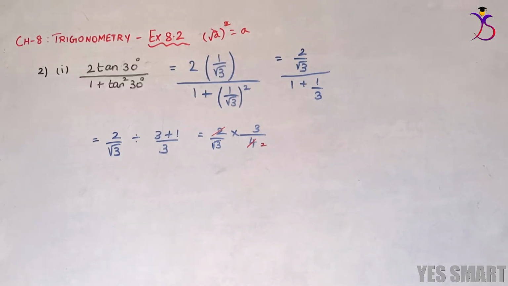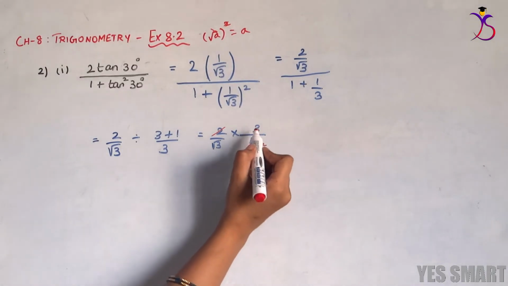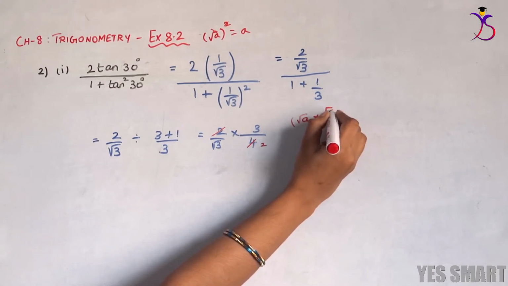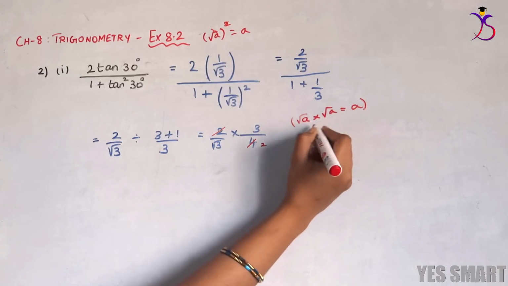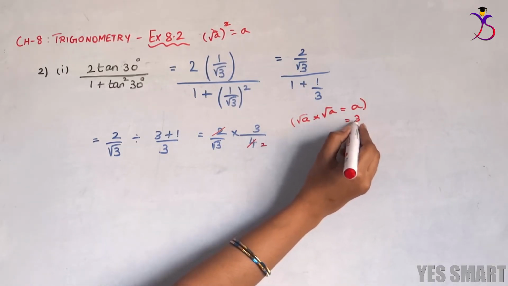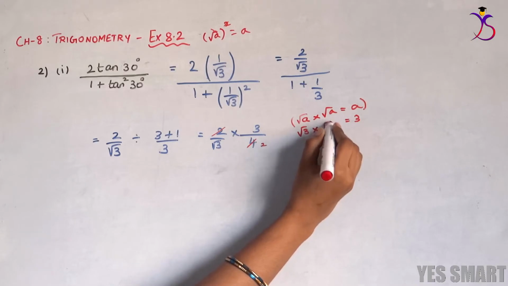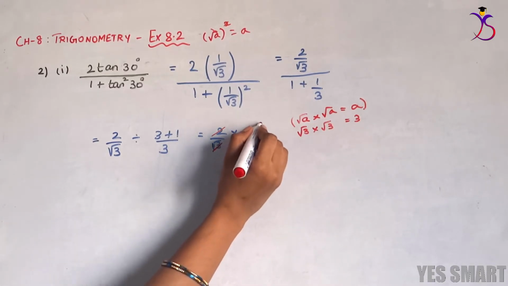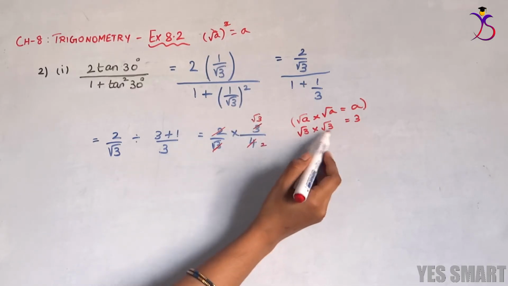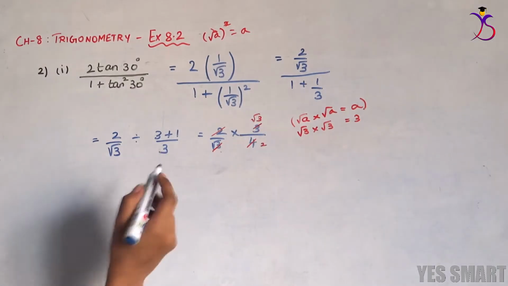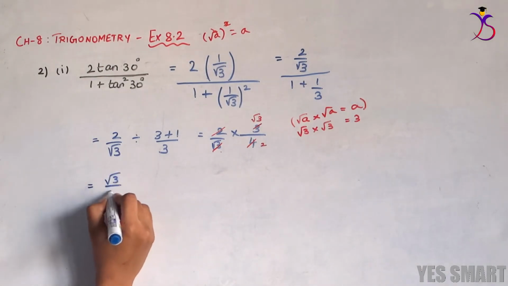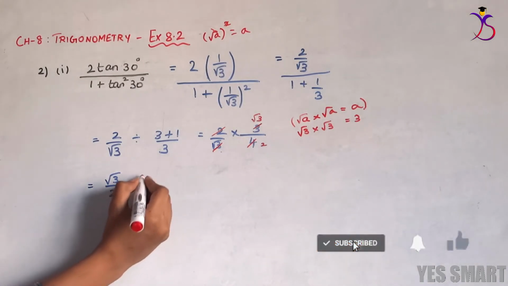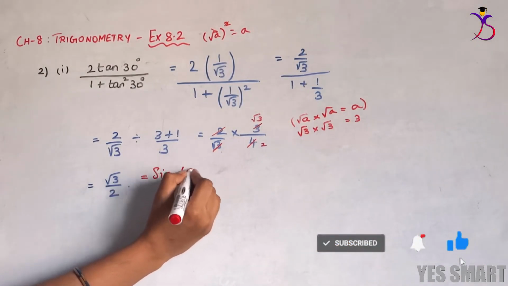Now I am planning to cancel this 3 and root 3. We already knew that root a into root a gives us a. So this 3 has 2 roots in it. Root 3 into root 3 is this 3. So I'm just going to cancel 1 root 3 in this 3. Therefore this gets cancelled with this and 1 root 3 will remain there. Therefore the final answer is root 3 by 2, which is the value for sine 60. Hence A option is correct.